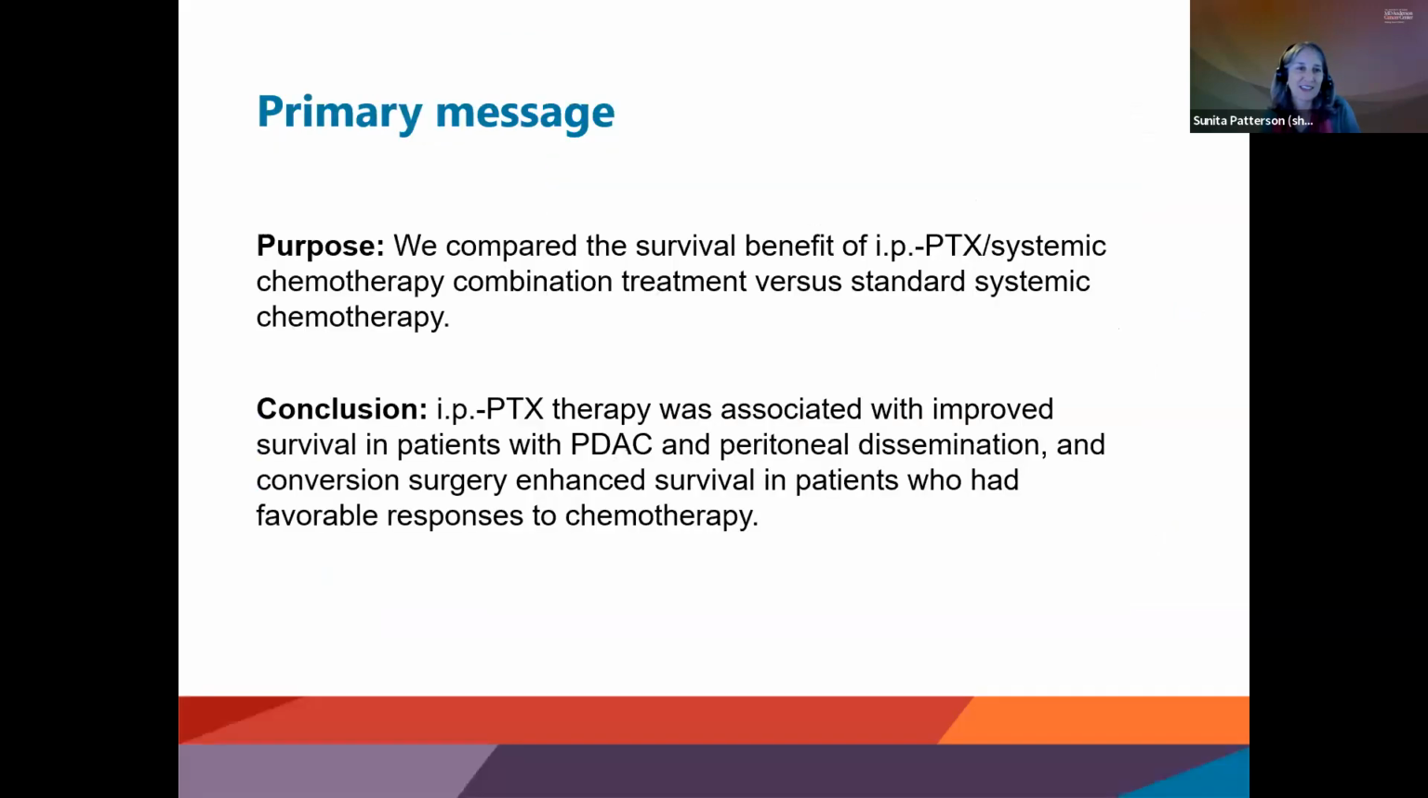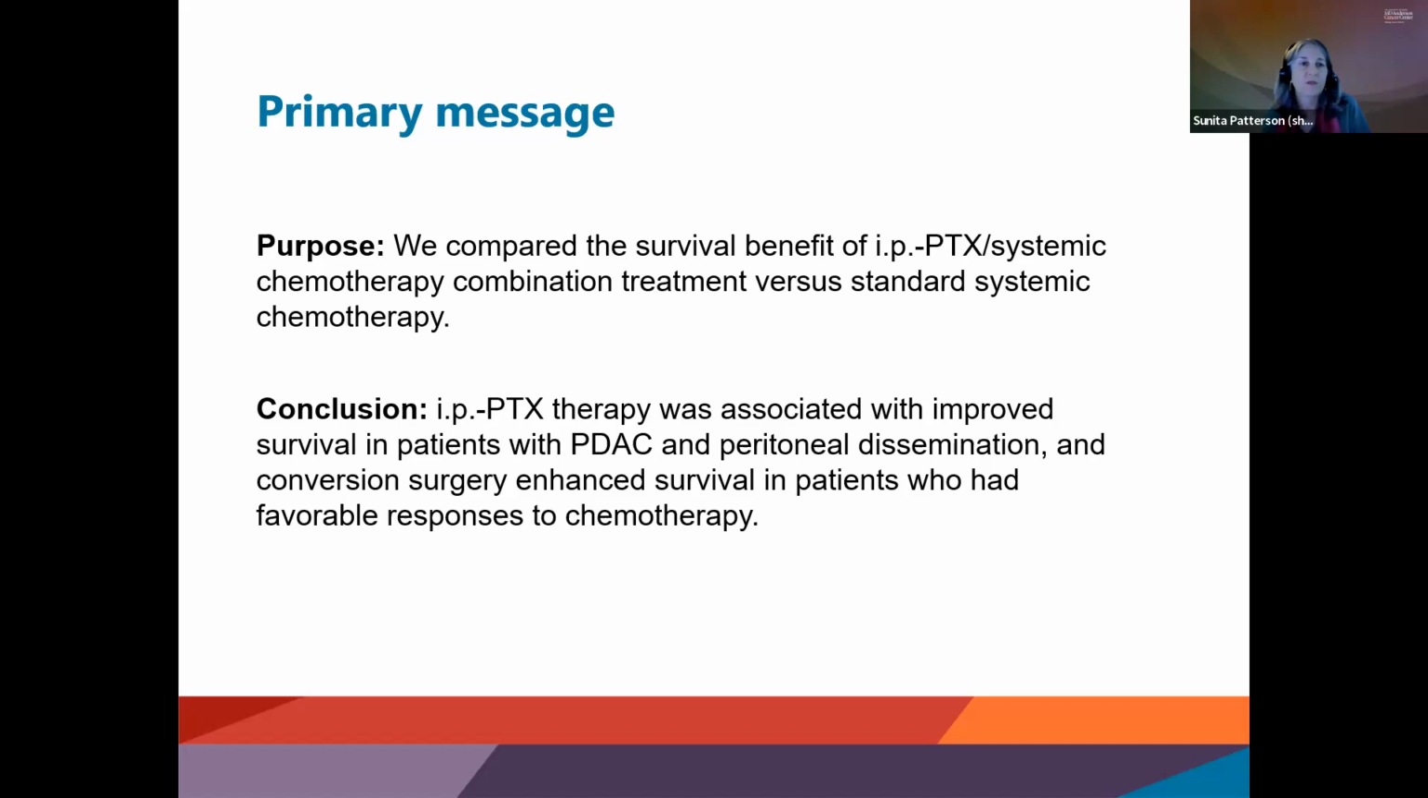So let's take a look. Now we're going to think about step 2, which is focusing on the primary message and what information is needed to support that primary message. Okay, and just to focus on what that primary message is, here are the purpose and the conclusion.